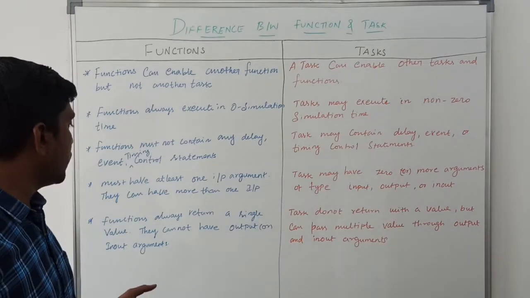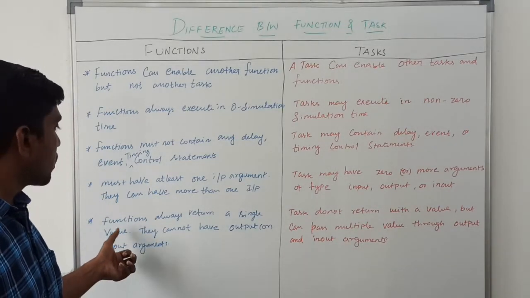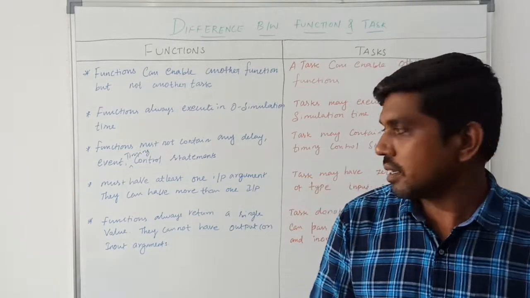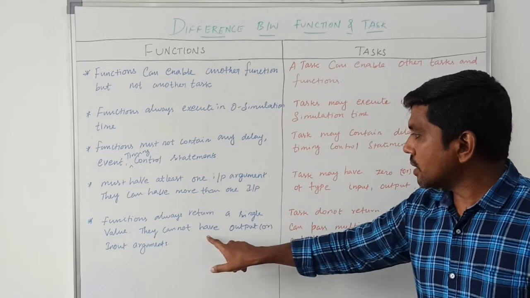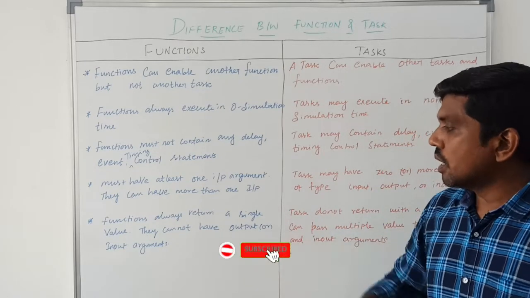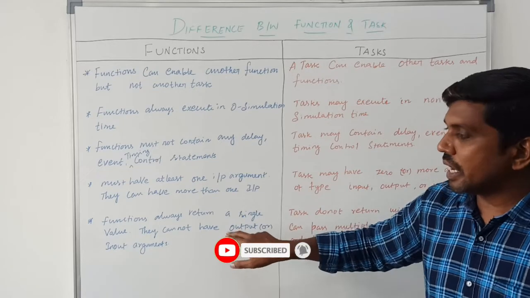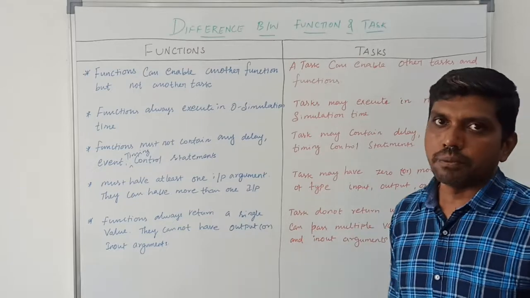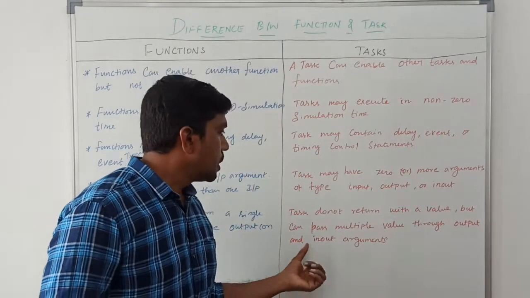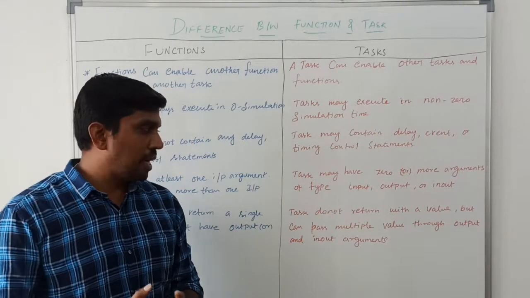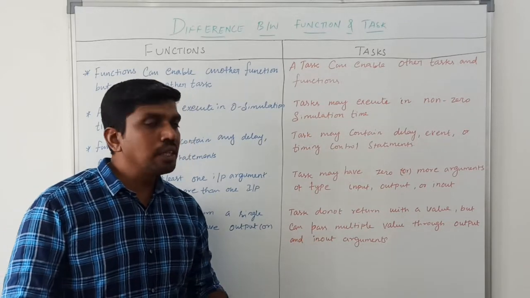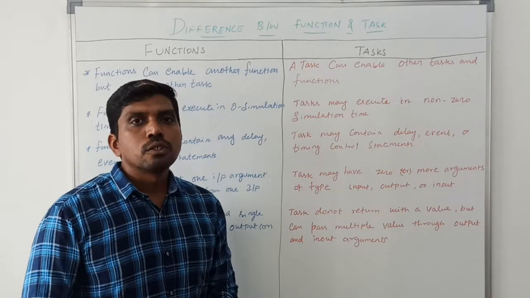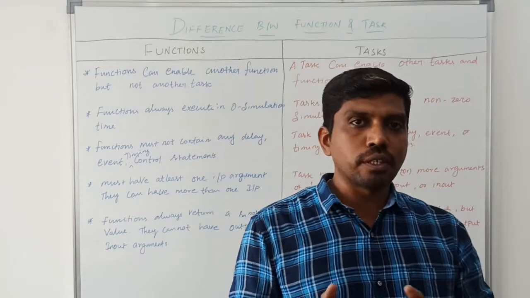Now we move on to the final difference between function and task. A function always returns a single value, so it cannot have output or inout arguments; it involves input arguments only. A task does not return a value, but can pass multiple values through output and inout arguments. So these are the basic differences between function and task.